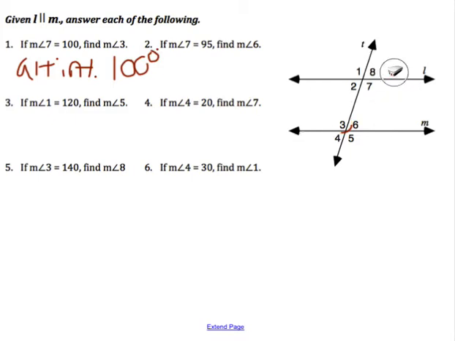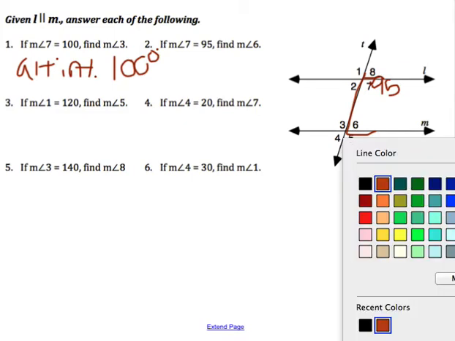Okay, so let's take a look at the measure of angle 7. The measure of angle 7 is 95. Then it wants to find the measure of angle 6. What I noticed about angle 7 and angle 6 is that they're both on the inside, so that makes them consecutive angles. They're on the inside and they go right in a row. Remember, consecutive angles add up to 180 degrees.